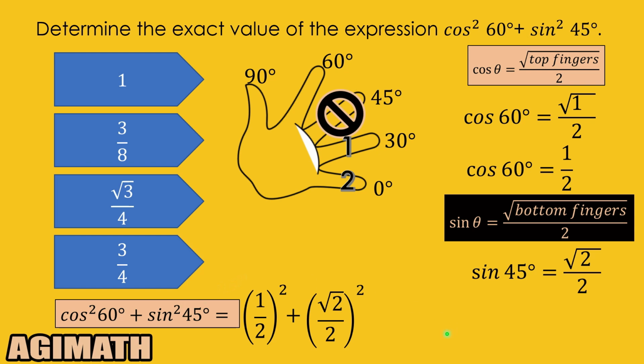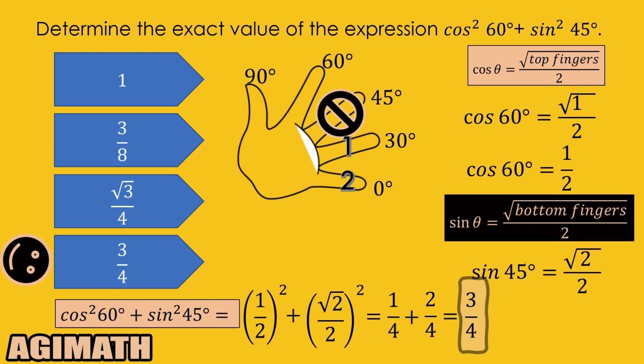So what we do now is to simplify further. 1 half squared, that is 1 half times 1 half. 1 times 1 is 1. 2 times 2 is 4. That's why we have 1/4. And then for the other addend, square root of 2 over 2 squared, we have square root of 2 times square root of 2, that is square root of 4. Square root of 4 is equal to 2. 2 times 2 is equal to 4. And then we have two fractions, 1/4 and 2 over 4. They have similar denominators, so we can add the numerators 1 and 2, that is equal to 3/4. And that's it. Answer is 3/4.